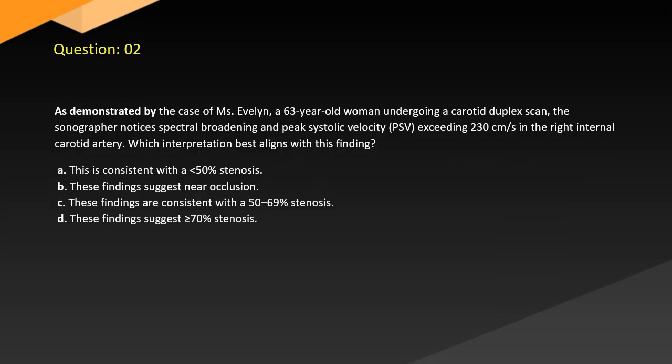Question 2. As demonstrated by the case of Ms. Evelyn, a 63-year-old woman undergoing a carotid duplex scan, the sonographer notices spectral broadening and peak systolic velocity, PSV, exceeding 230 centimeters per second in the right internal carotid artery. Which interpretation best aligns with this finding? A. This is consistent with a 70% stenosis.